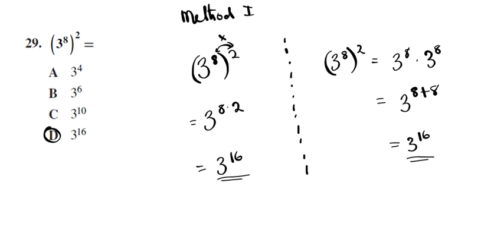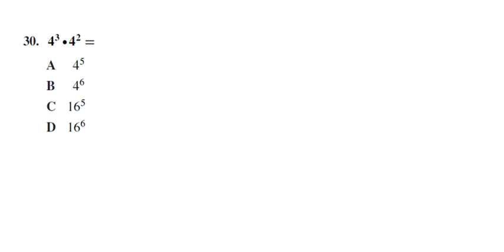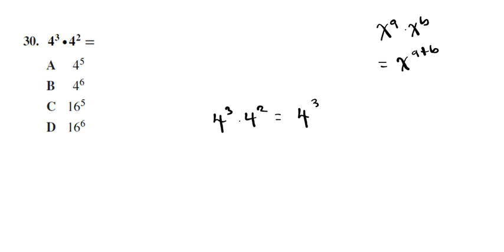Okay, now let's move along to question 30. It says 4 to the 3rd times 4 to the 2nd. We're going to use the same law of exponents I mentioned earlier: x to the a times x to the b is x to the a plus b. When the bases are the same, you simply add the powers. So 4 to the 3rd times 4 to the 2nd is going to be 4 to the, you add the powers, 3 plus 2, which is 5, so you're going to have 4 to the 5th power.